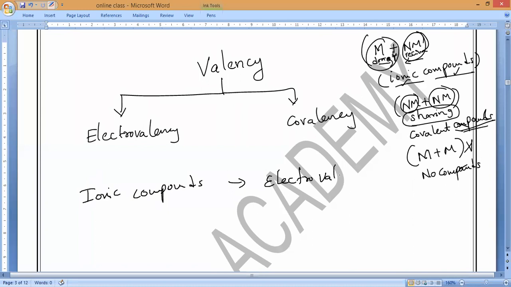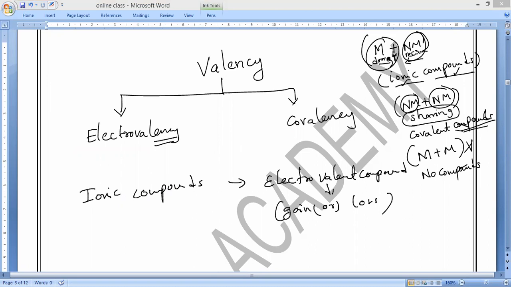So for electrovalent compounds, whether it is gain or loss, whatever it is, the electrons involved are what we call electrovalency. Understand? So this valency we call electrovalency.